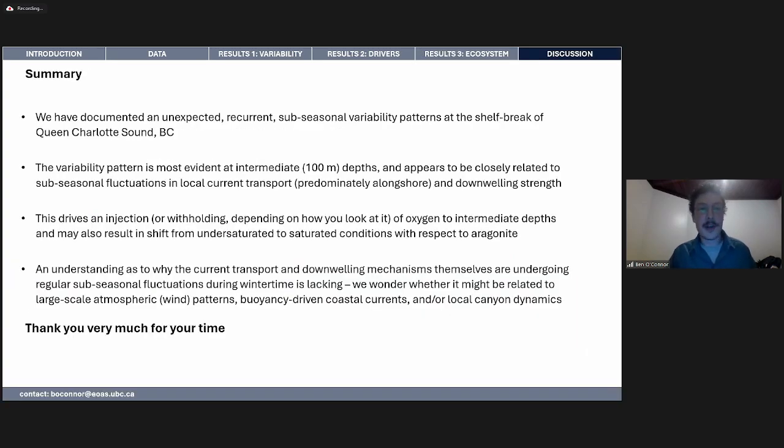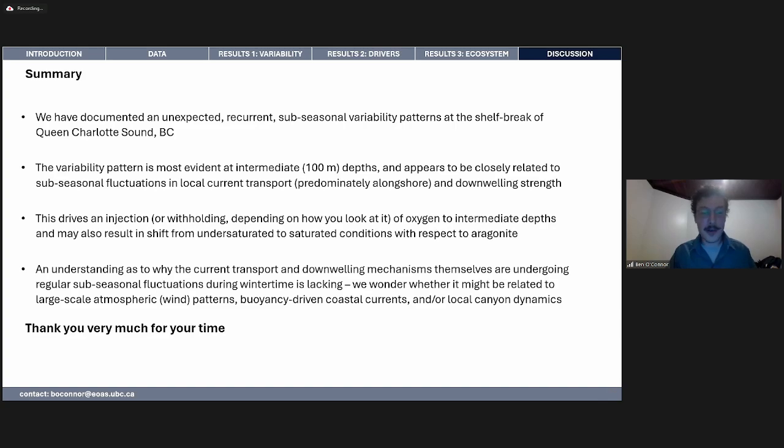In summary, we've documented an unexpected recurrent subseasonal variability pattern at the shelf break of Queen Charlotte Sound. This pattern is most evident at intermediate depths and appears to be closely related to subseasonal fluctuations in local current transport and downwelling strength. And it drives an injection or withholding, depending on how you want to look at that, of oxygen to intermediate depths, and may also result in a shift from undersaturated to saturated conditions.